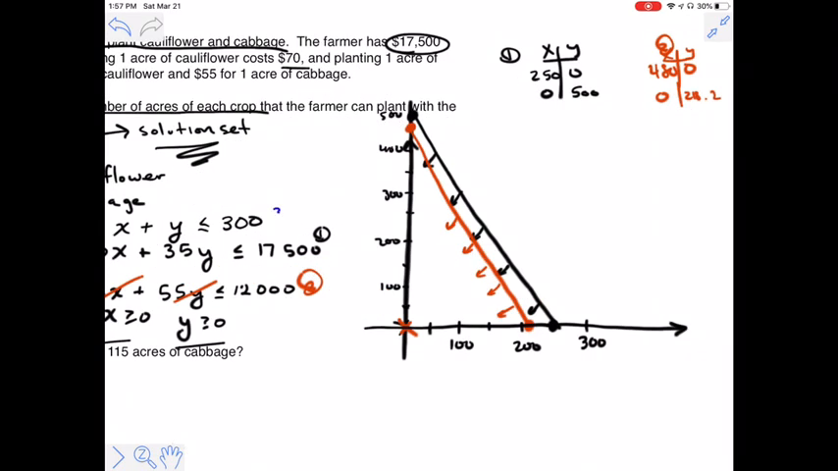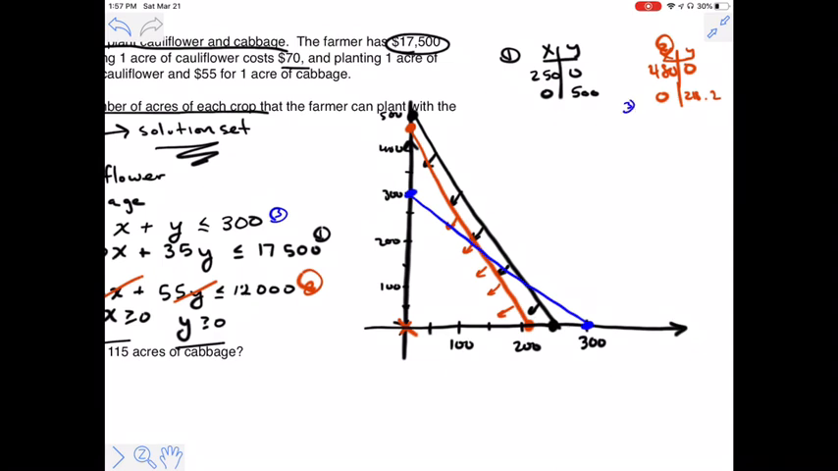And last but not least, this third inequality, x plus y is less than or equal to 300. We've got to graph that one. And for that one, the x and y intercepts are both just going to be 300. Right there.